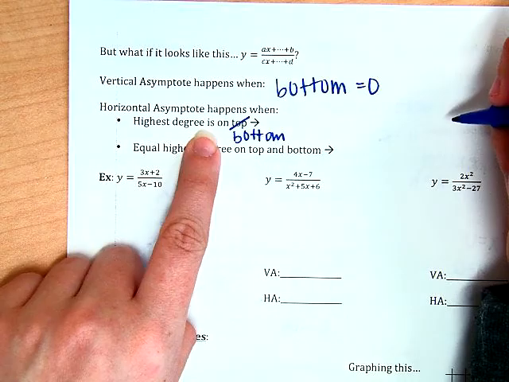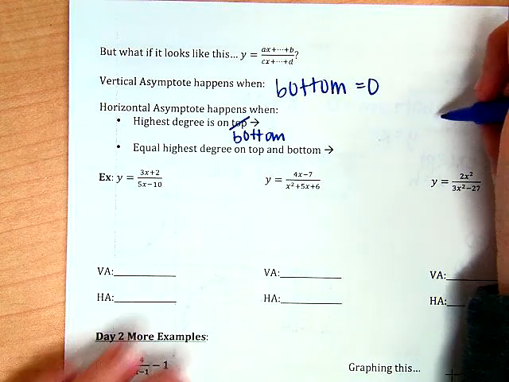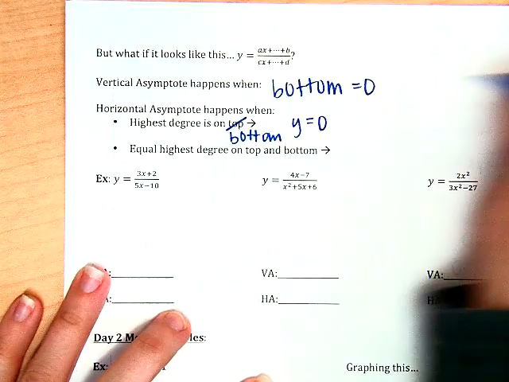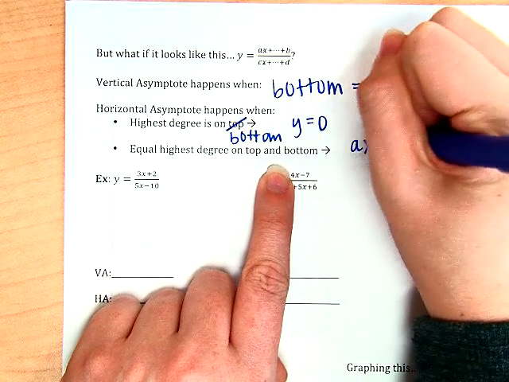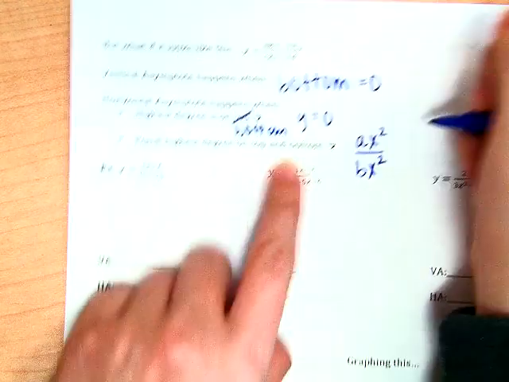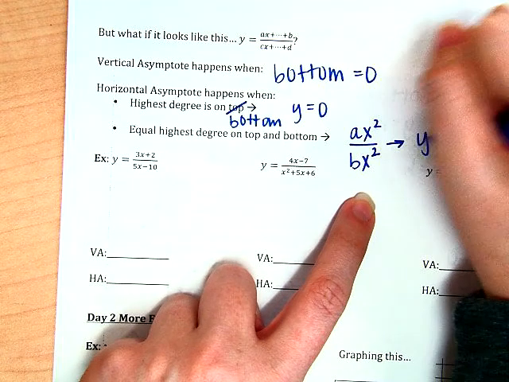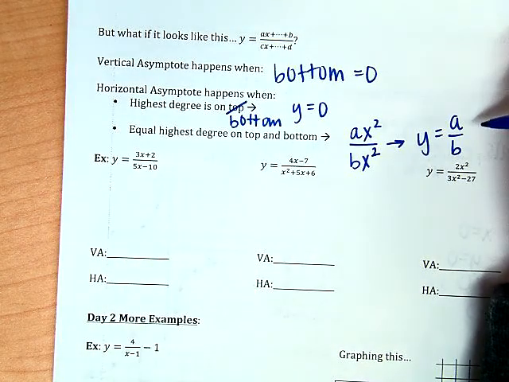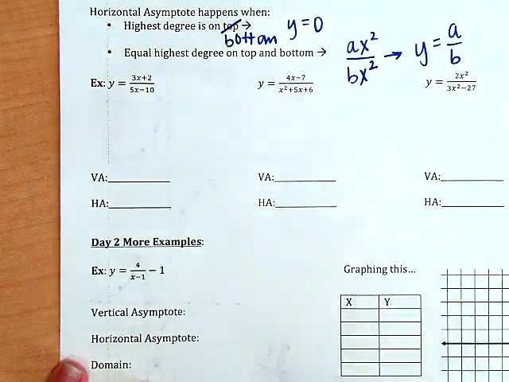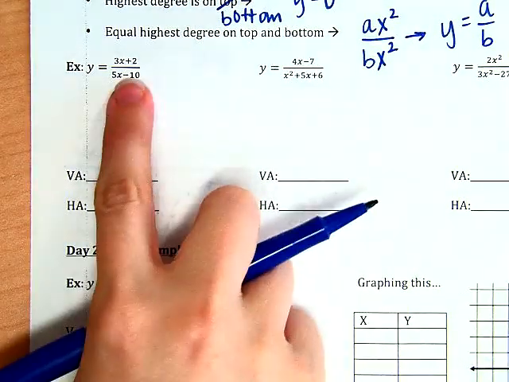If my highest degree is on the bottom, then it's just y equals 0. If they're equal, so if you have like ax squared over bx squared, see these powers are equal, I just take the number in front and I get y equals a over b, whatever those numbers in front of them are.